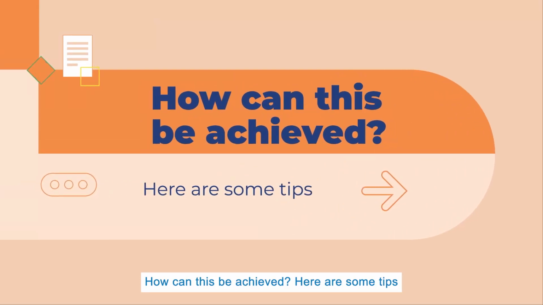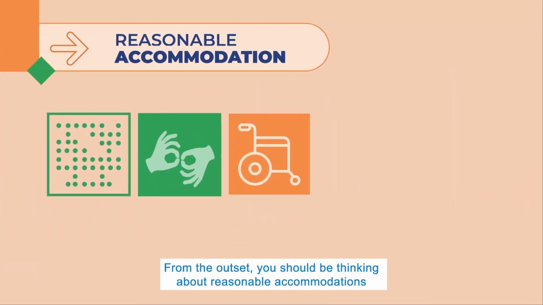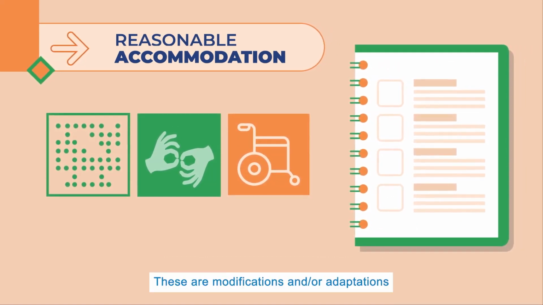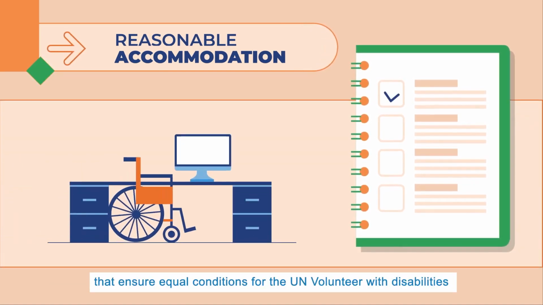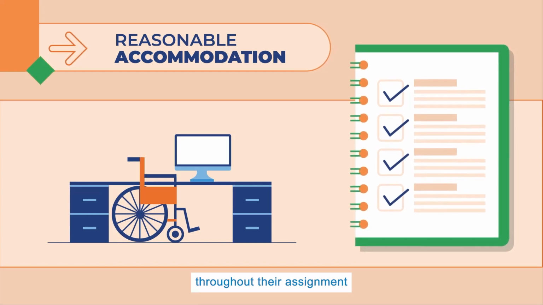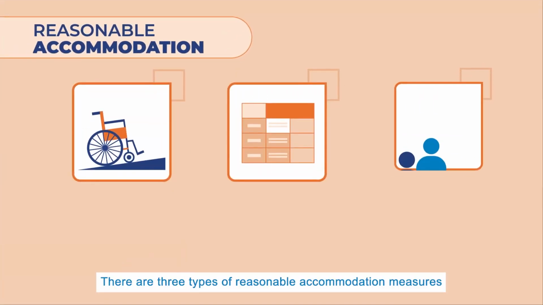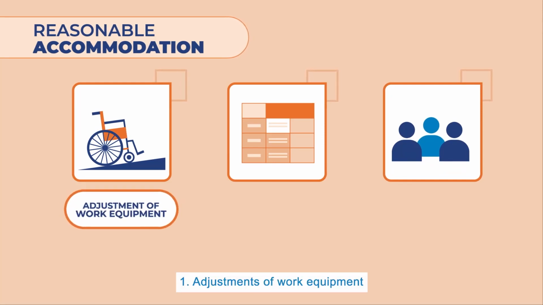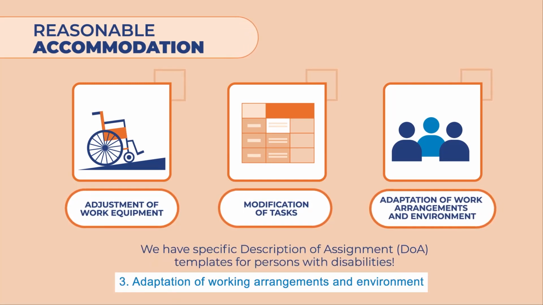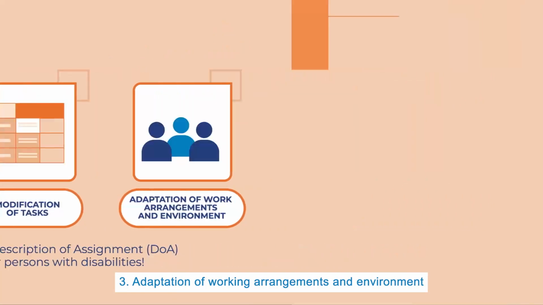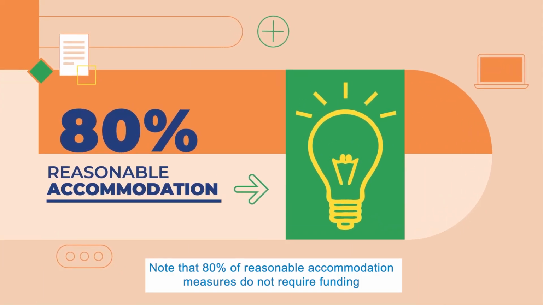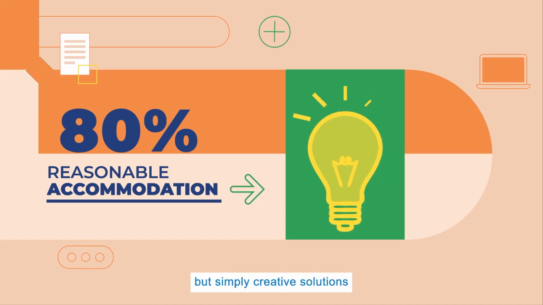Here are some tips. From the outset, you should be thinking about reasonable accommodations. These are modifications and/or adaptations that ensure equal conditions for the UN volunteer with disabilities throughout their assignment. There are 3 types of reasonable accommodation measures. 1. Adjustments of work equipment. 2. Modification of tasks. And 3. Adaptation of working arrangements and environment. Note that 80% of reasonable accommodation measures do not require funding, but simply creative solutions.